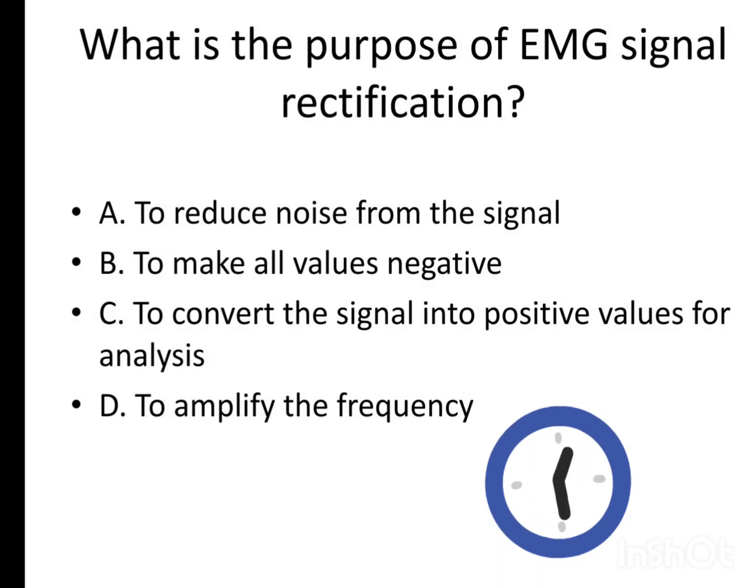To make all values negative is another option. Then there is amplifying the frequencies. You have to amplify the frequencies for correct results. But rectification is related to converting the signal into positive values for the analysis, because we are supposed to measure only positive values of the electromyographical amplitudes.